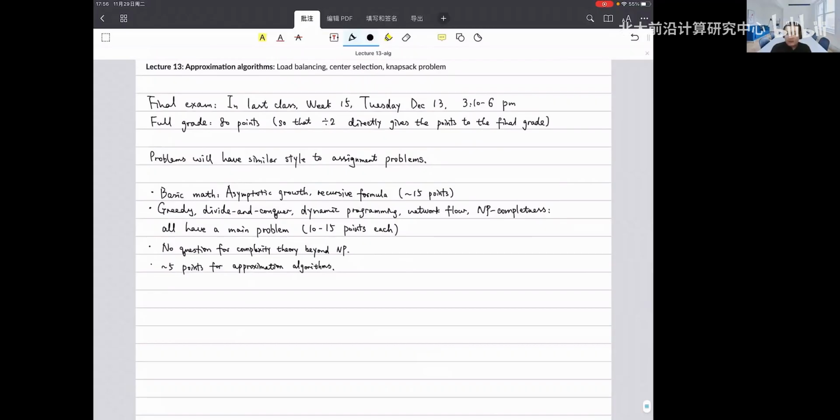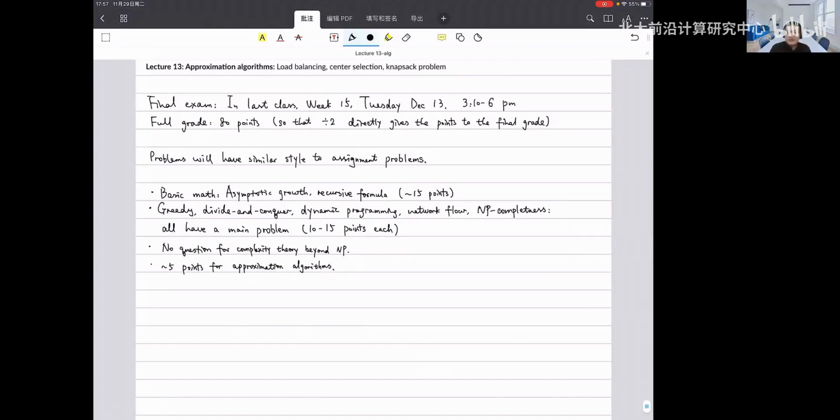For approximation algorithms, for the things that I talked about in this class, there will be no separate main problem. Although for one of the problems along the way of talking about greedy, divide and conquer, dynamic programming, and network flow algorithms, we can actually give a relatively good approximation algorithm, and there will be 5 points, as a side question, to ask about the approximation algorithm. I believe this side question should not be difficult. It should be relatively straightforward, just to examine whether you have a good understanding of what an approximation algorithm is.